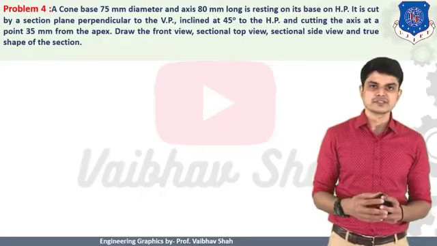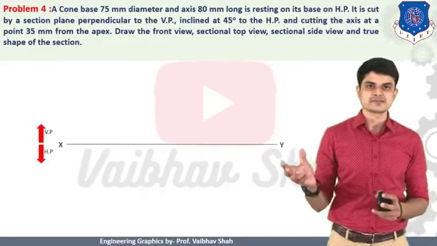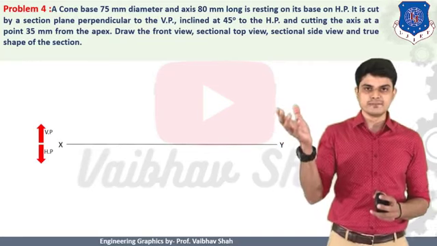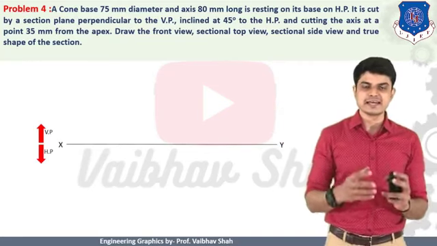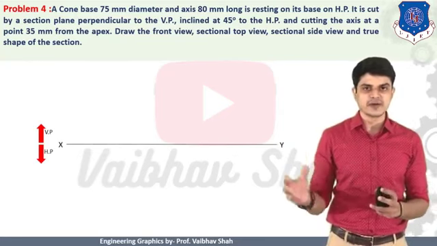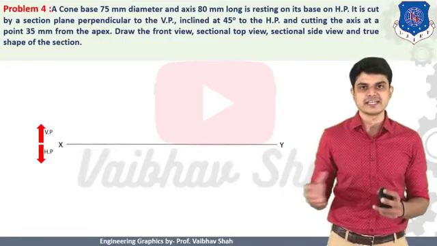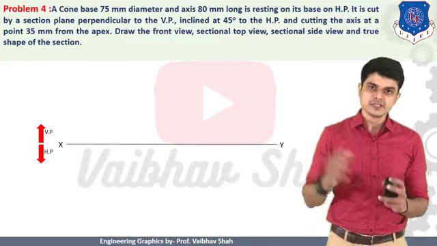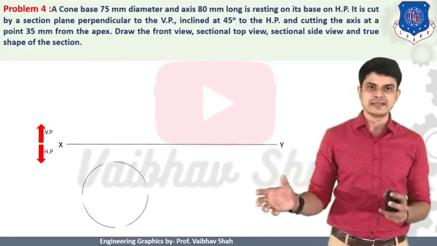So let us first construct our XY line. Above the XY line is VP obviously, and the portion below is known as HP. Then we say that the cone is resting on its base on HP. So we should draw the circle on the HP first, below the XY line. So let us draw the circle below the XY line like this.